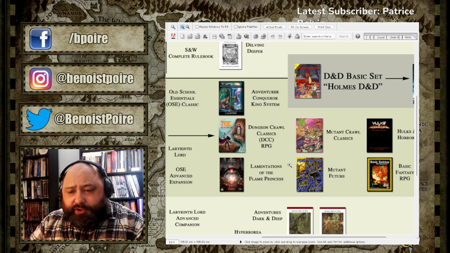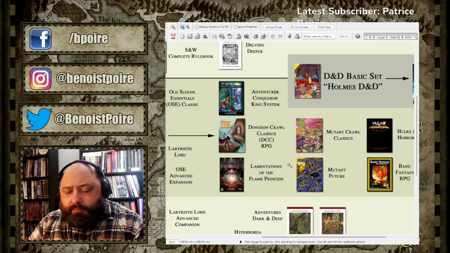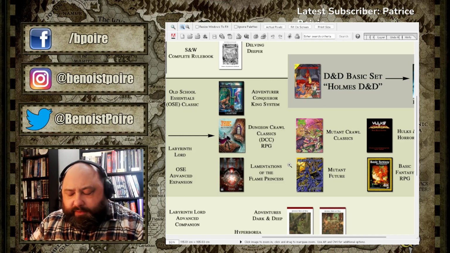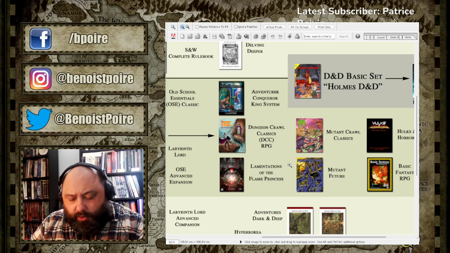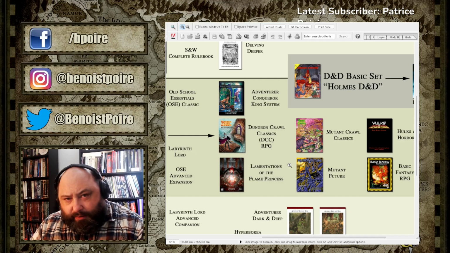Mutant Crawl Classics is just a variation of DCC, but this time reminiscent of Gamma World and games like this. Mutant Future, same thing. But where Mutant Crawl Classics is a bit like a wahoo gonzo, like DCC RPG, Mutant Future is more of a straight emulation of something between BX D&D and Gamma World.